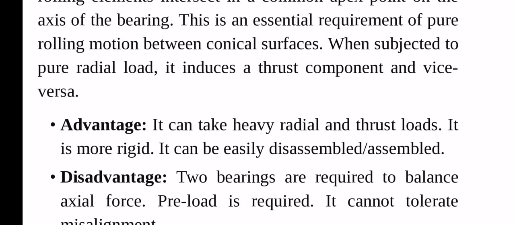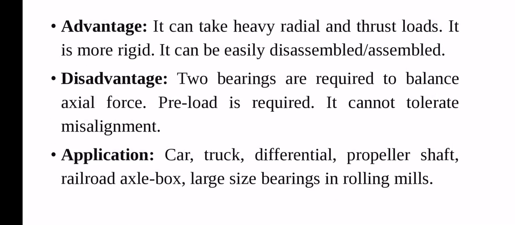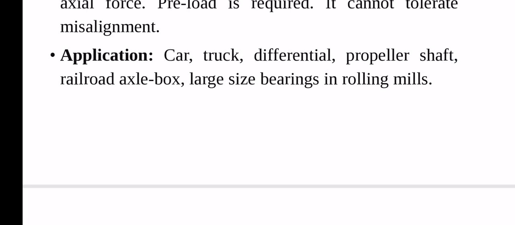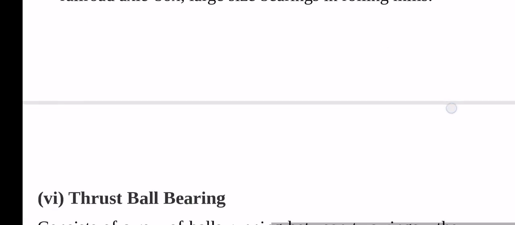Advantage: it can take heavy radial and thrust load. It is more rigid. It can be easily disassembled and assembled. Disadvantage: two bearings are required to balance axial force. Preload is required. It cannot tolerate misalignment. Applications: car, truck, differentials, propeller shafts, railroad axle boxes, large size bearings, rolling mills.